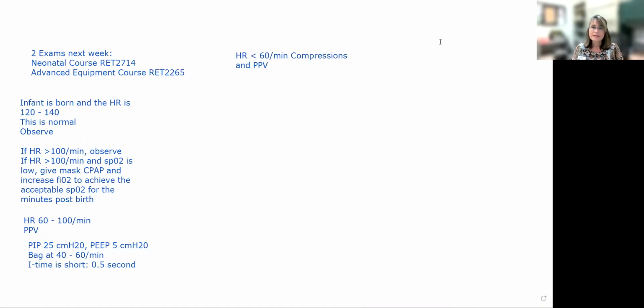If the heart rate is less than 60 per minute, that's the clue that you need to be doing compressions. So not only do you want to start bagging, so positive pressure ventilation, but the newborn will also need chest compressions. So heart rate less than 60, it's a full-blown code. Compressions, ventilations, and then intubate the infant. Or we shouldn't call them infant, intubate the neonate.